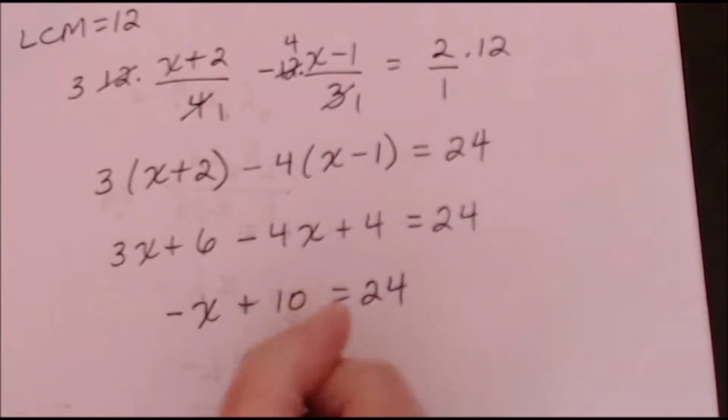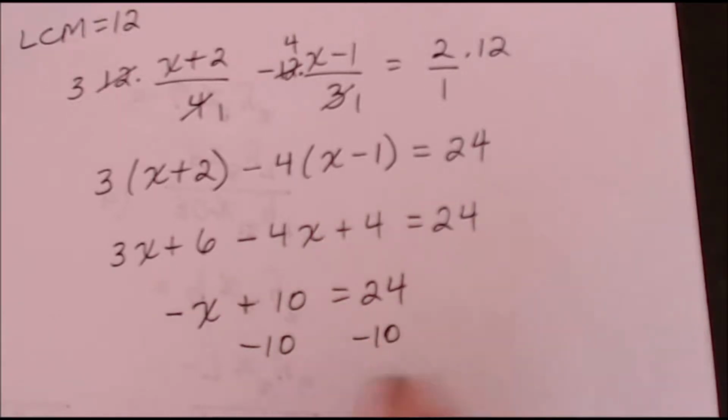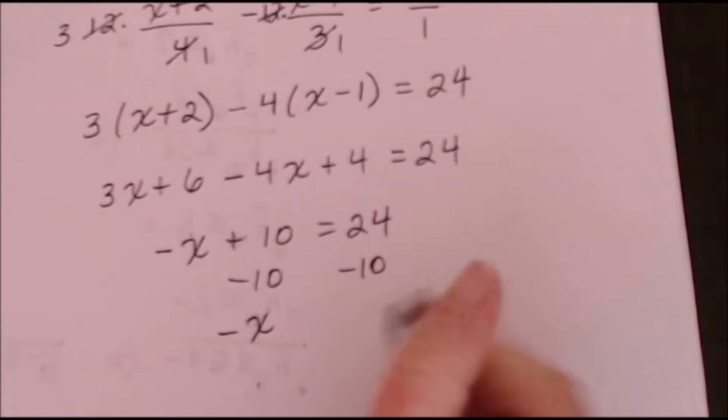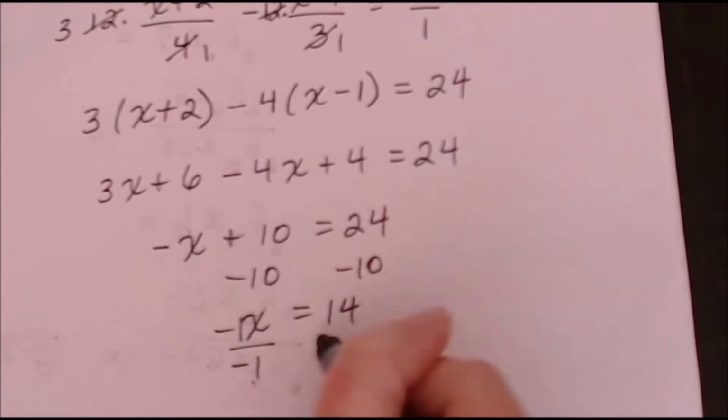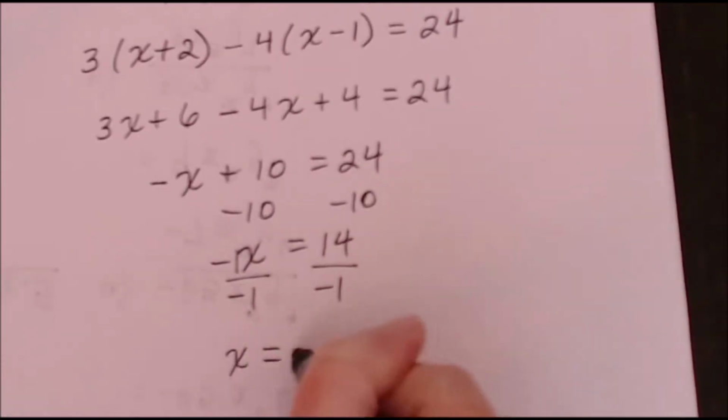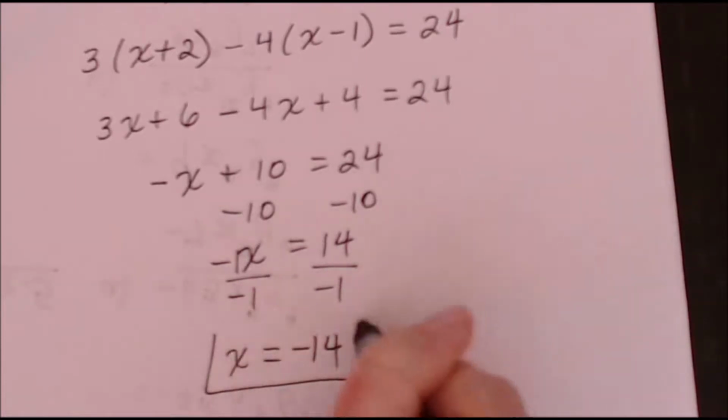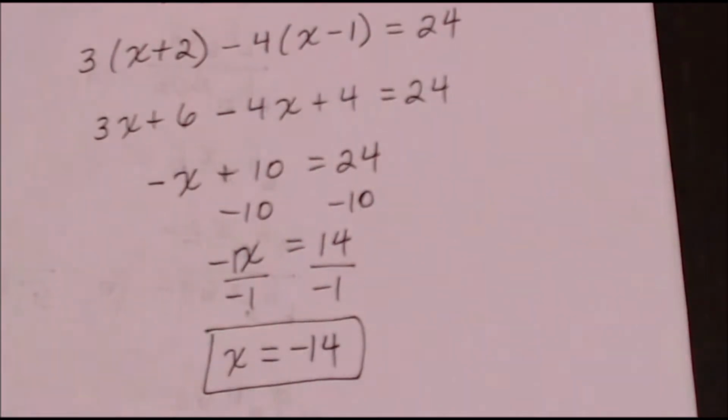So I'm going to subtract the 10 to the other side. So I have negative x equals 14, and we have to get rid of that negative. Remember, that's kind of like multiplying that x by a negative 1. So if I want to get rid of it, I'm going to divide both sides by negative 1. So then that leaves me with x equals negative 14 as our solution.